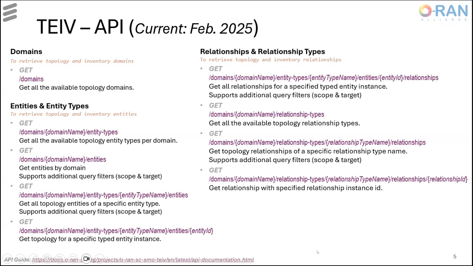Then within the topology data, with the topology data model, we have the concept of entities, which are typed, and relationships, which are typed. Relationships can be intra-domain, so within a single domain you can have relationships between entities in that domain, and also cross-domain relationships. All relationships are typed.